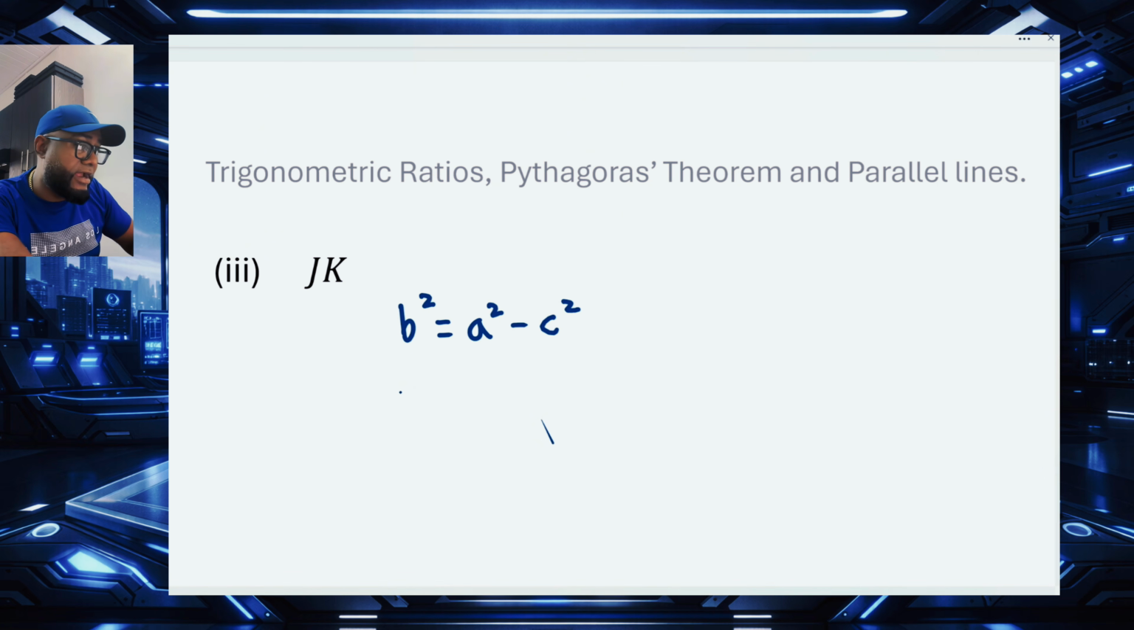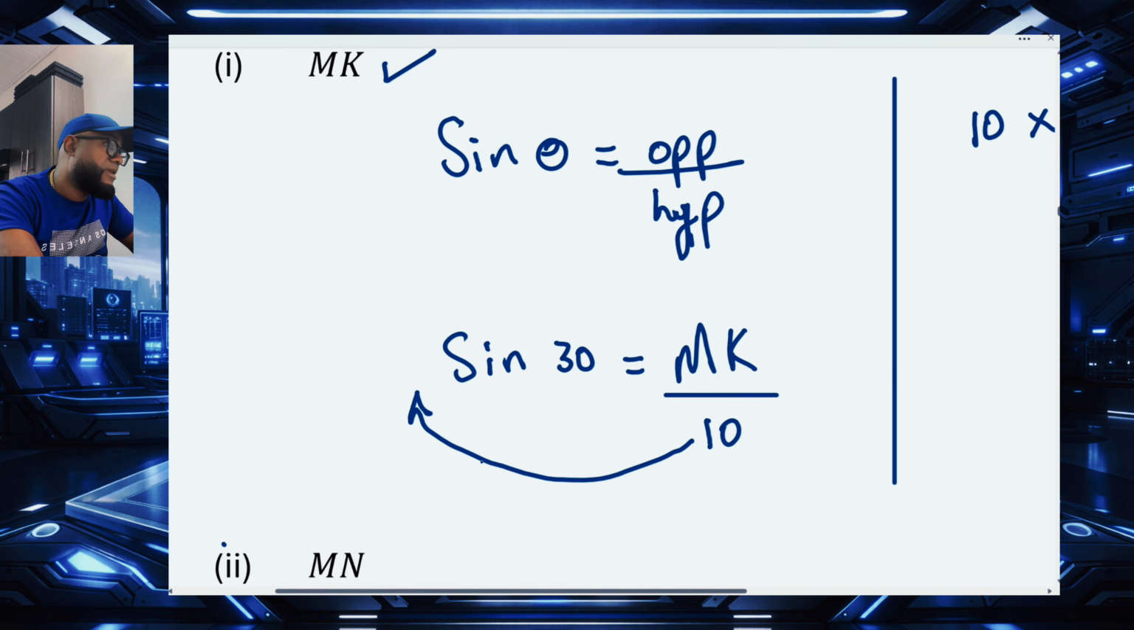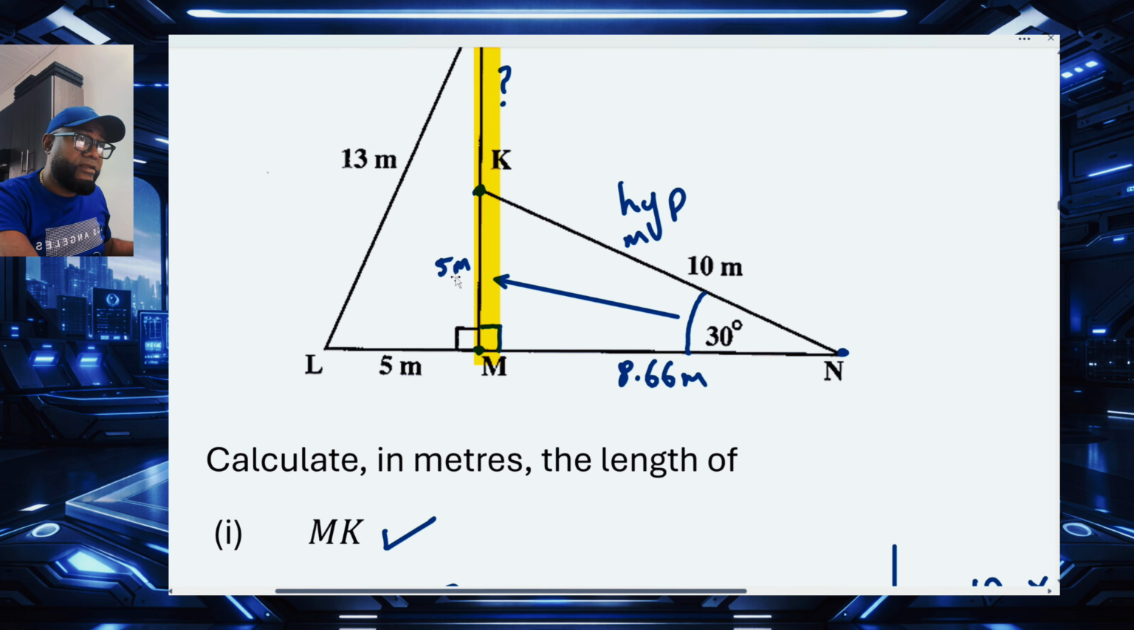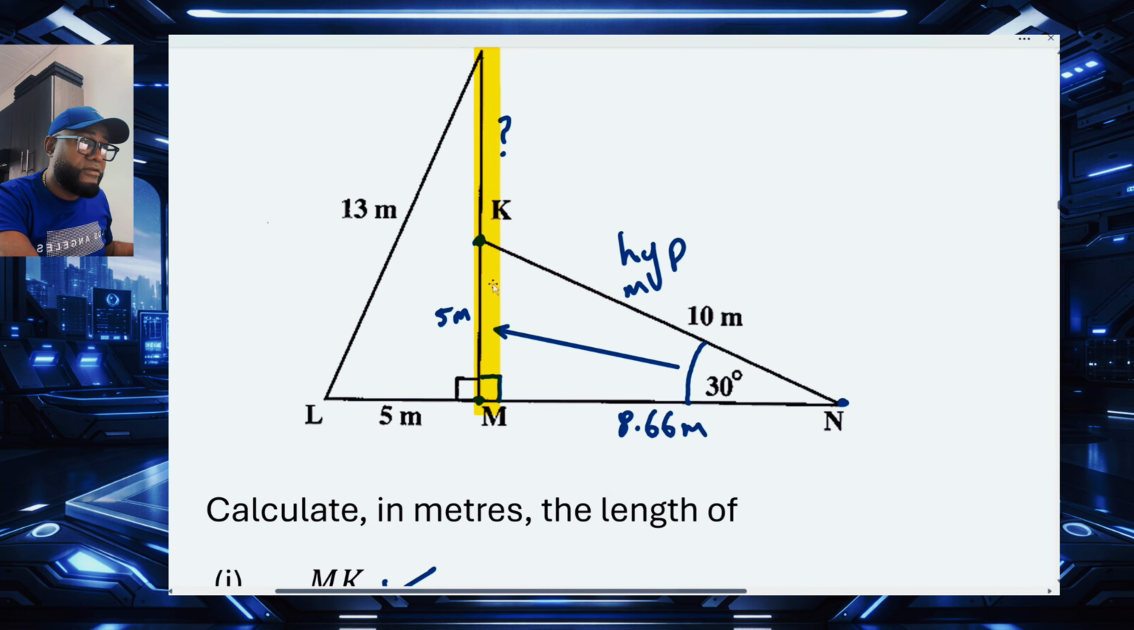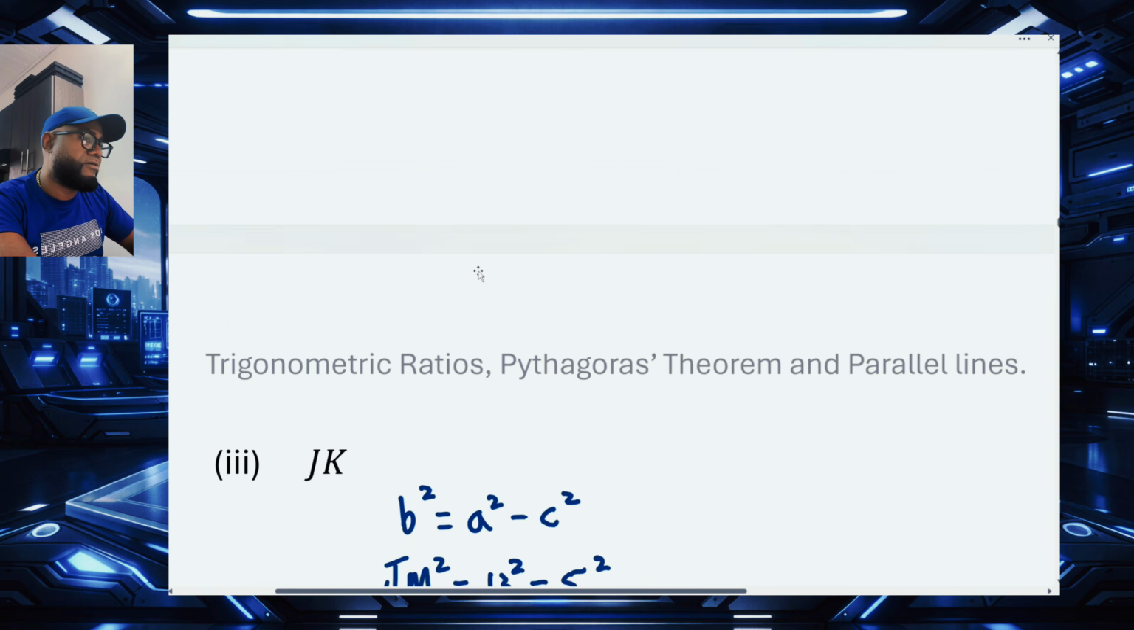So JM squared is equal to, who remembers what the hypotenuse was? 13 meters. Minus the other side was 5. Are you sure? Yes, sir. That's a point to note: this 5 is not this 5 here. This is the 5 we're talking about. Everybody clear there? We're looking at the peripheral lines of this triangle. We're using this 5 to subtract from what we get so that we can find JK.